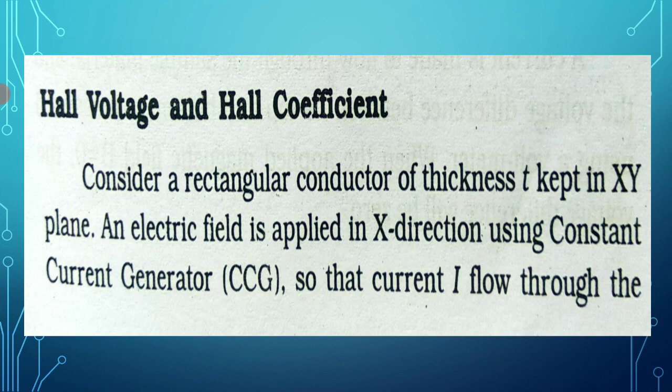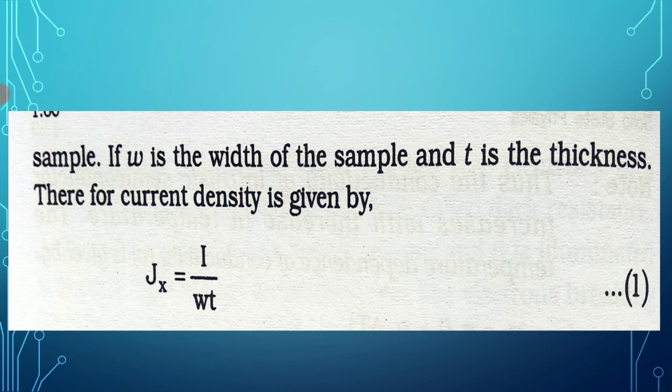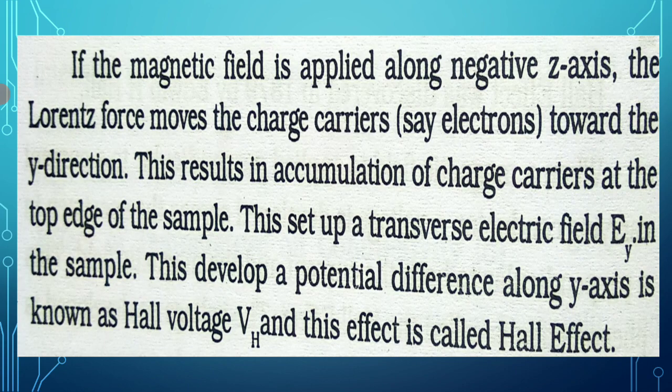Consider a rectangular conductor of thickness t kept in the xy plane. An electric field is applied in the x direction using a constant current generator so that the current I flows through the sample. If W is the width of the sample and t is the thickness, the current density is given by Jx equals I divided by W times t. Let us call this equation number 1.